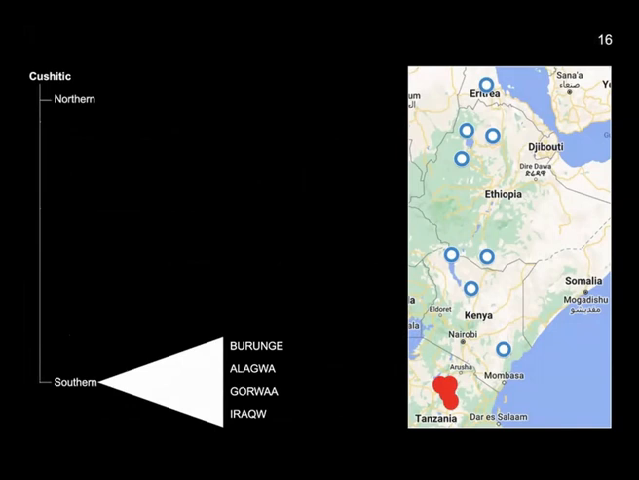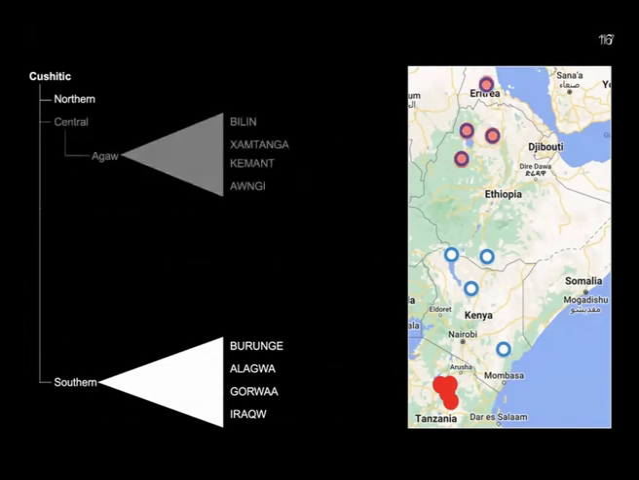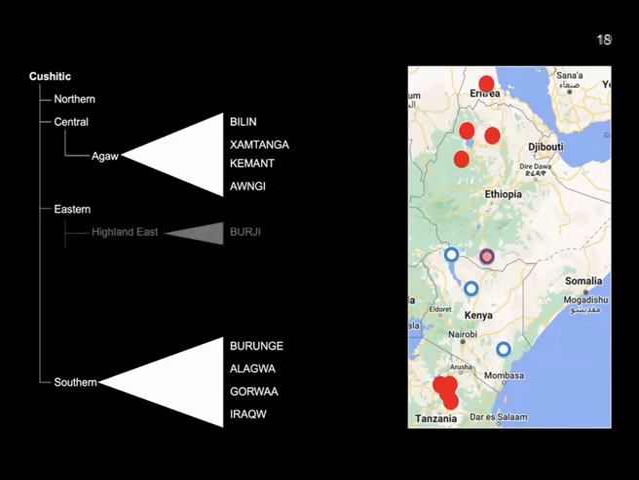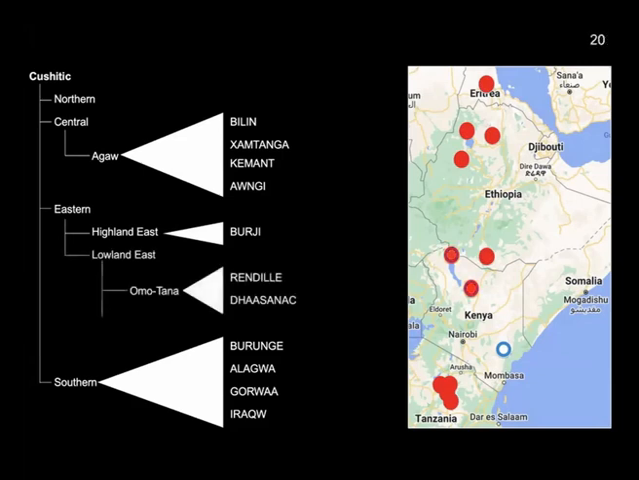This is a widely spread family with members located all across the Horn of Africa and Eastern Africa more widely. I don't have any Northern Cushitic languages for this sample, but I do make use of data from the Central Cushitic Agaw languages, Bilin, Khamtanga, Kemant, and Awngi, as well as languages from the Eastern clade, including Burji from Highland East Cushitic, as well as the Omotana languages, Rendille and Dasanach, and the lowland Eastern clade. Our sample is completed then by the Oromoid language Orma.